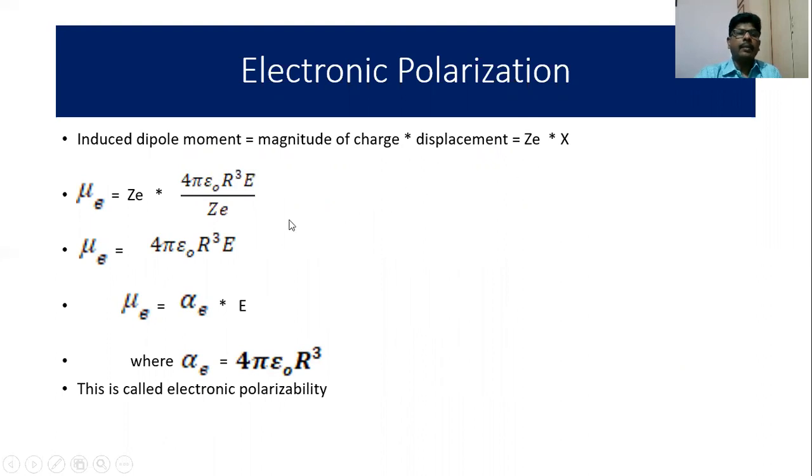Okay, and we get an expression from mu E equals Ze into x. You substitute the value of x, wherein we get mu E is equal to 4 pi epsilon naught r cube into E, where we are taking alpha E is equal to 4 pi epsilon naught r cube, or alpha E is the electronic polarizability given by 4 pi epsilon naught r cube. So you can see here, electronic polarizability depends upon the radius of the atom.